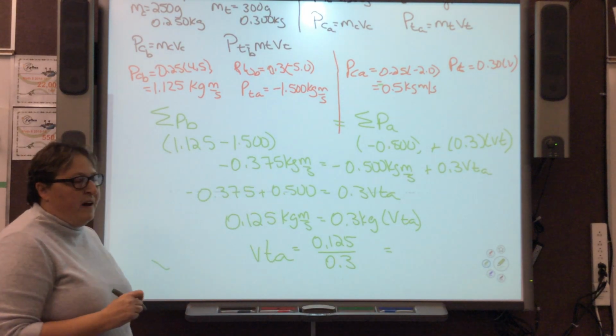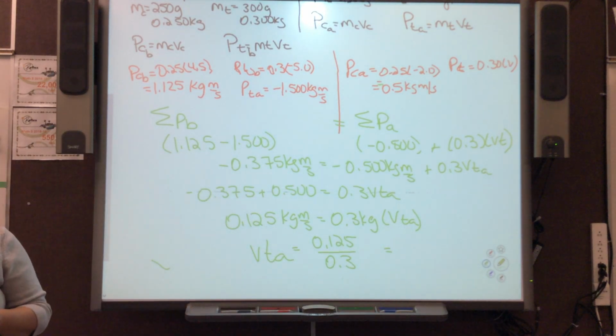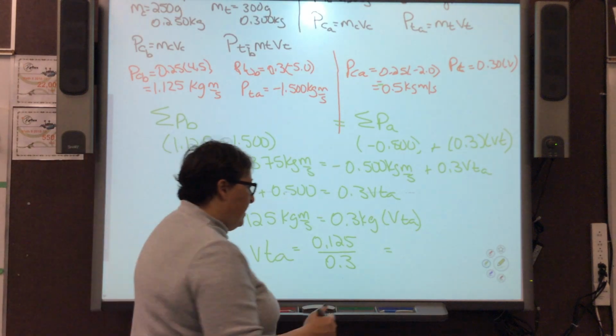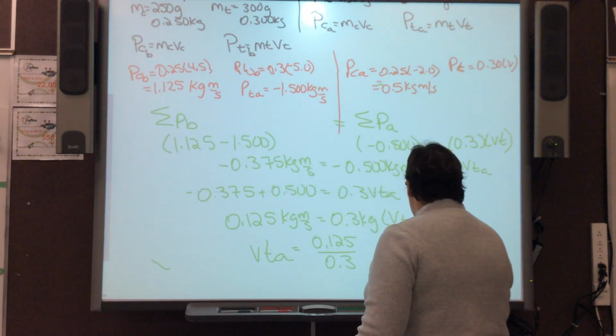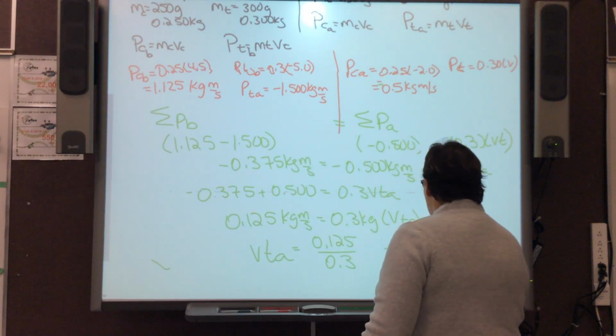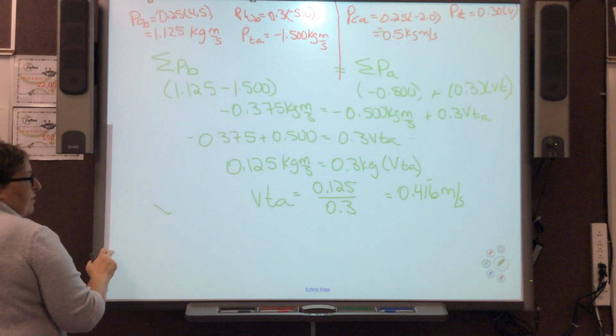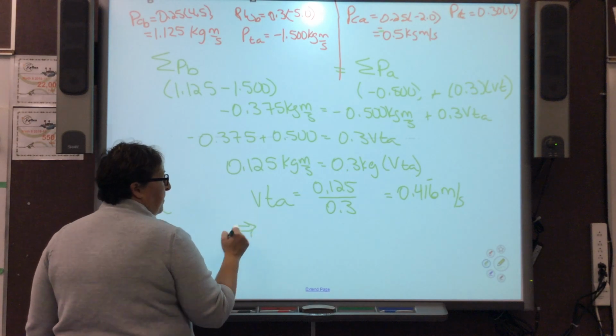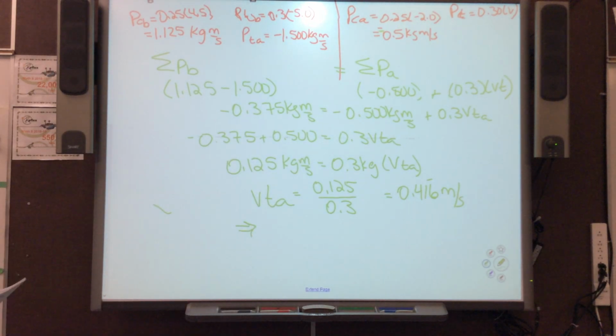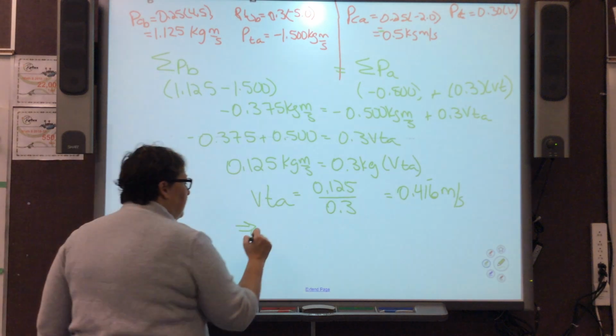So 0.125 divided by 0.3 is 0.416. Okay. Which gives us our final answer of, when we look back, we have 250, 4.5, 300, 5.0, 250, and 2.0. 0.42 meters per second.